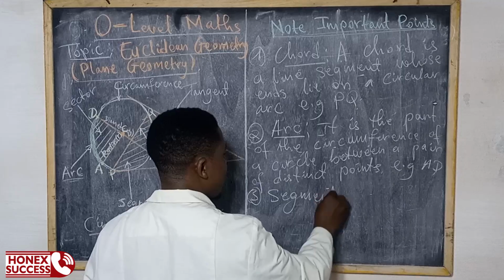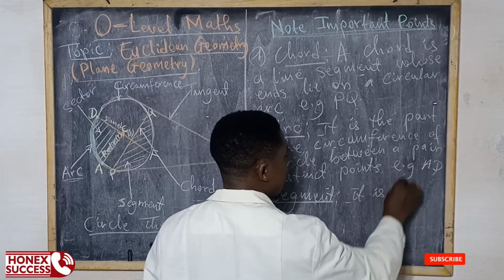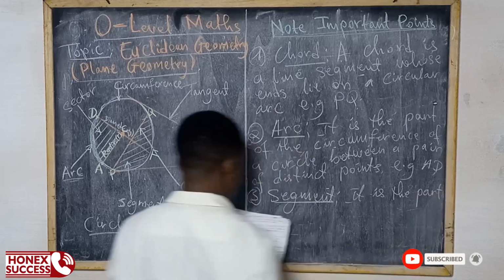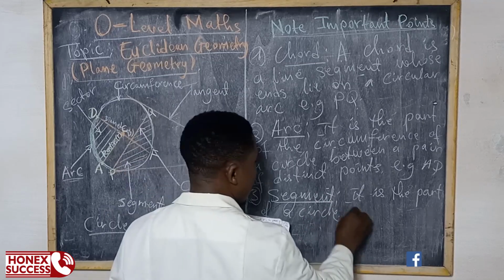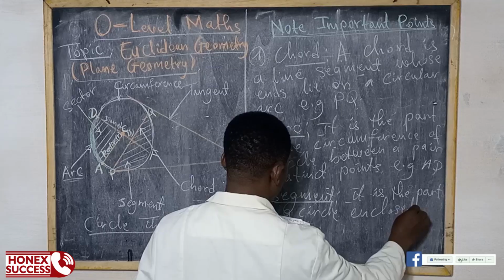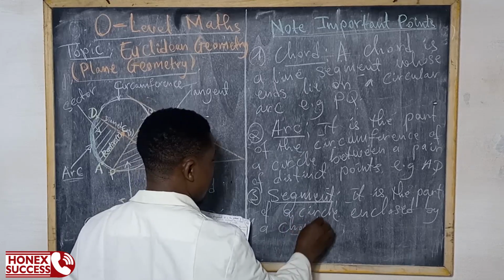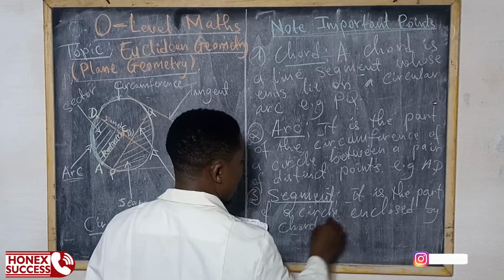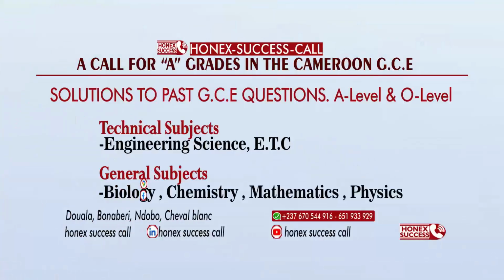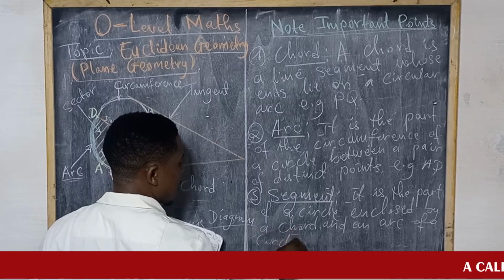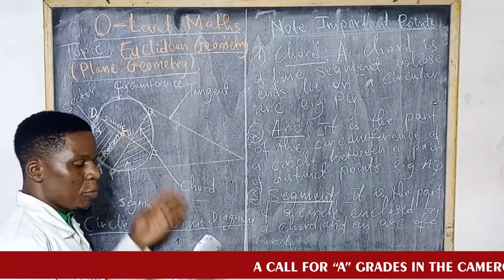What is a segment? It is the part of a circle enclosed by a chord and an arc of the circle. Okay, we'll move ahead with the other ones.